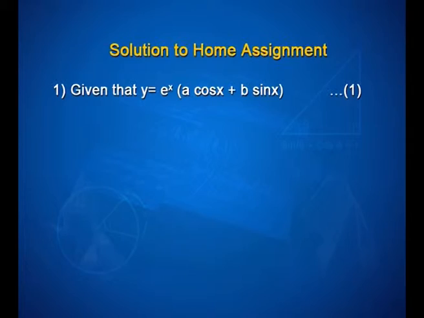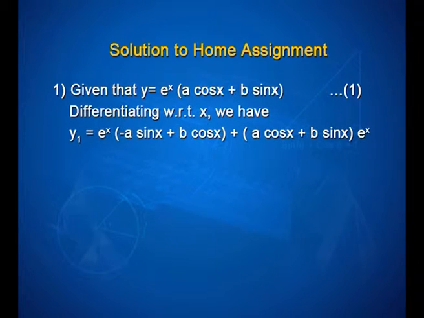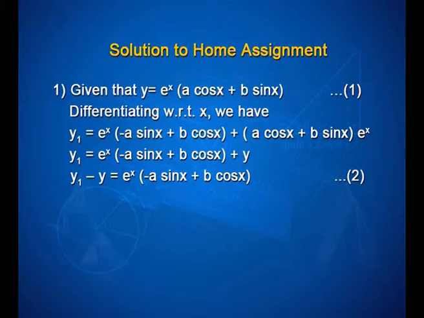Question number 1. Given that y is equal to e to the power x into (a cos x plus b sin x), take this as equation number 1. Differentiating with respect to x, we have y1 is equal to e to the power x into (minus a sin x plus b cos x) plus (a cos x plus b sin x) into e to the power x. This implies y1 is equal to e to the power x into (minus a sin x plus b cos x) plus y. This implies y1 minus y is equal to e to the power x into (minus a sin x plus b cos x). Take this as equation number 2.